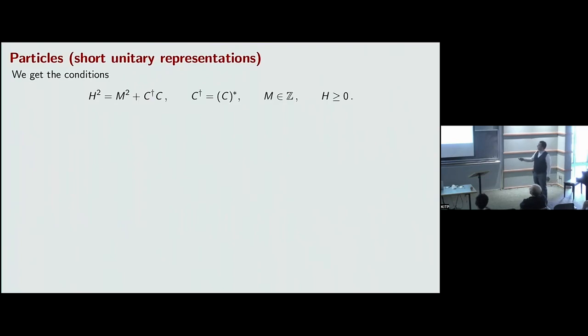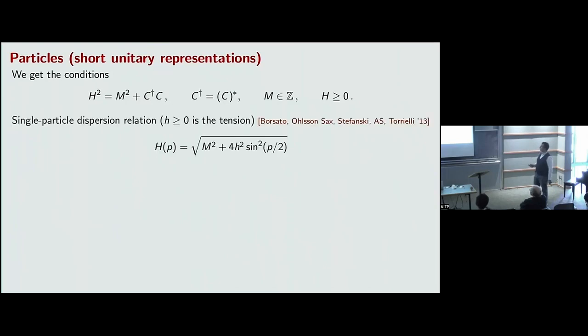Short means that you have a shortening condition between the charges, which is this quadratic constraint. And then unitarity tells you that this C and this C dagger are related in some way, and H is positive or non-negative. And another thing that you get is that this M is quantized. So you want to list all the representations of this form, and actually it's very easy.